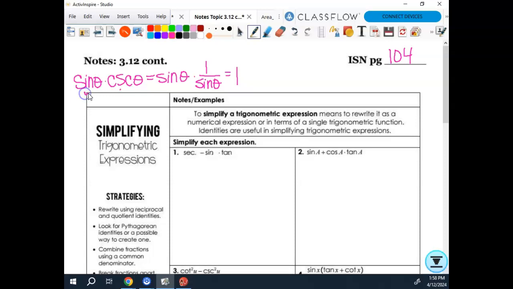So when you know that these are reciprocals, we can skip this step. I'm afraid to skip it in the middle of other things just because I want you to make sure you understand why it's happening. But because they're reciprocals, I get 1. So if I have cosine times secant, what's that going to give me? 1. If I have tangent times cotangent, what's that going to give me? 1. Because they're reciprocals, and that's how reciprocals work.